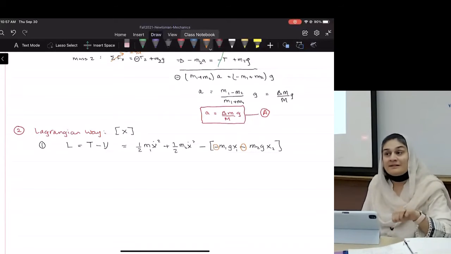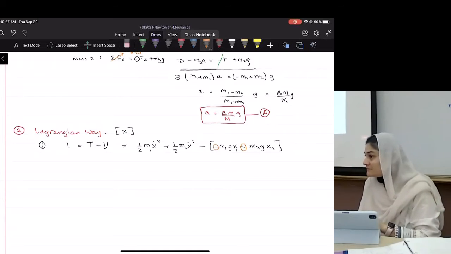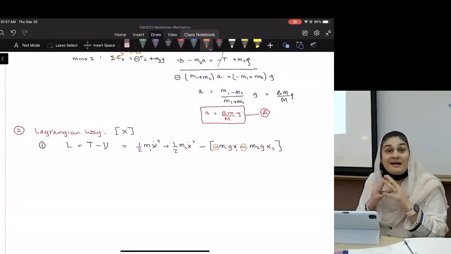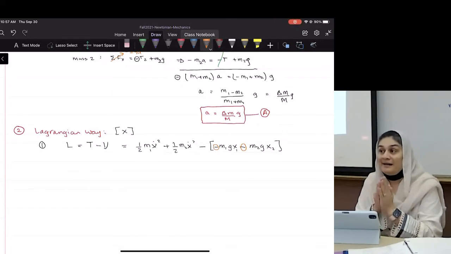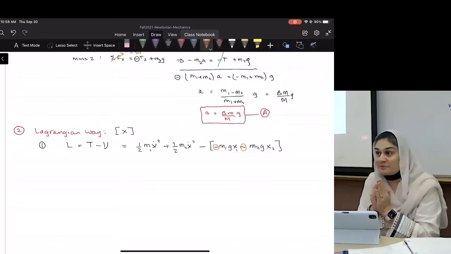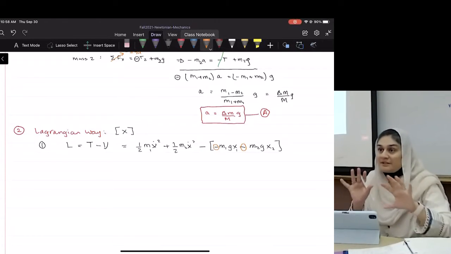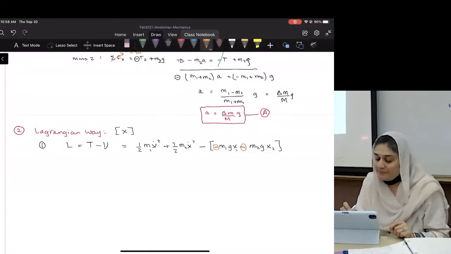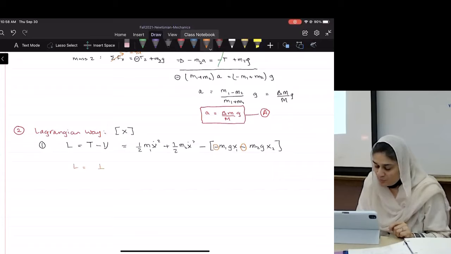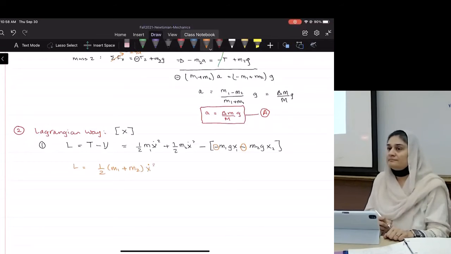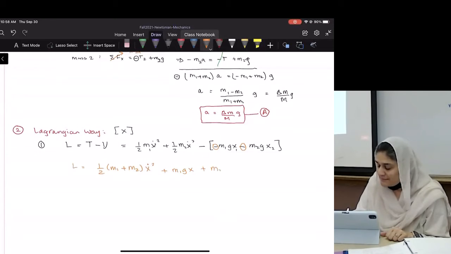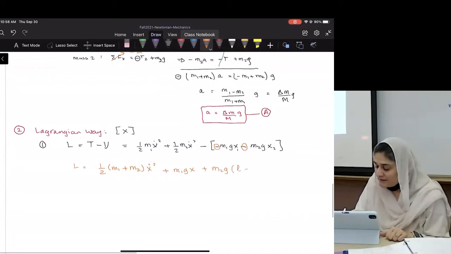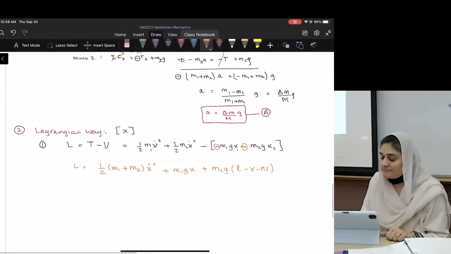But now x1 and x2 are connected to each other. Agreed? Now our generalized coordinate is x. So can I replace x1 with just x? Then what will x2 become? L minus x minus pi r squared. That's where our constraints are going to come in. So now, can I rewrite this Lagrangian as 1/2 (m1 plus m2) x dot squared plus m1 g x plus m2 g (L minus x minus pi r)?